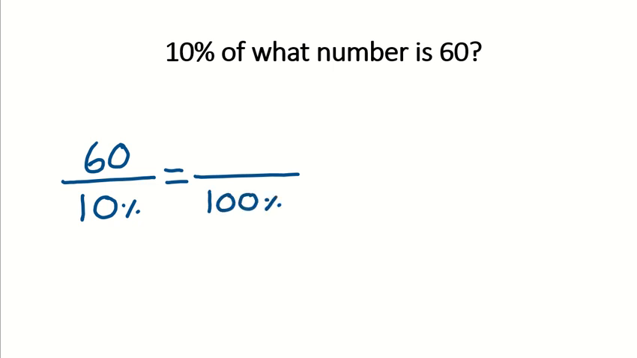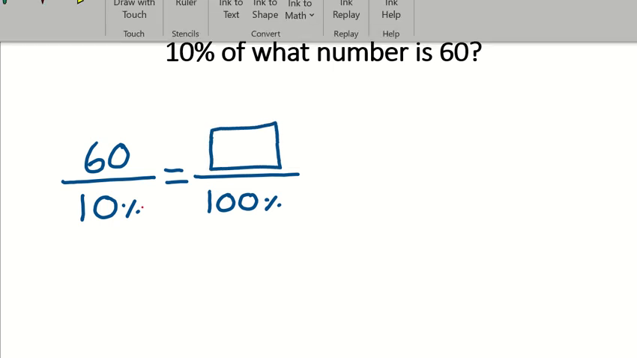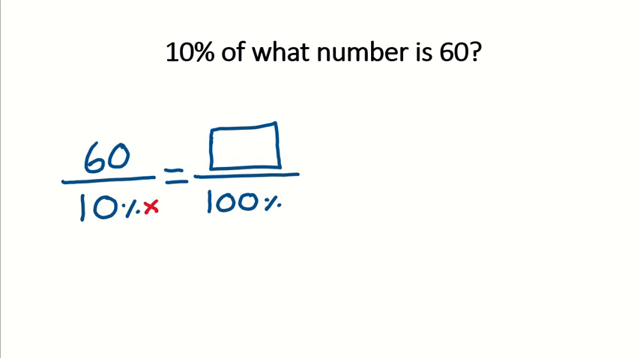We know that we can find this using the proportional relationship. We can ask ourselves, 10% times what equals 100? 10 times 10 is 100. And what we do to the bottom, we must also do to the top. And we see that 60 times 10 is 600. Thus, 60 is 10% of 600.